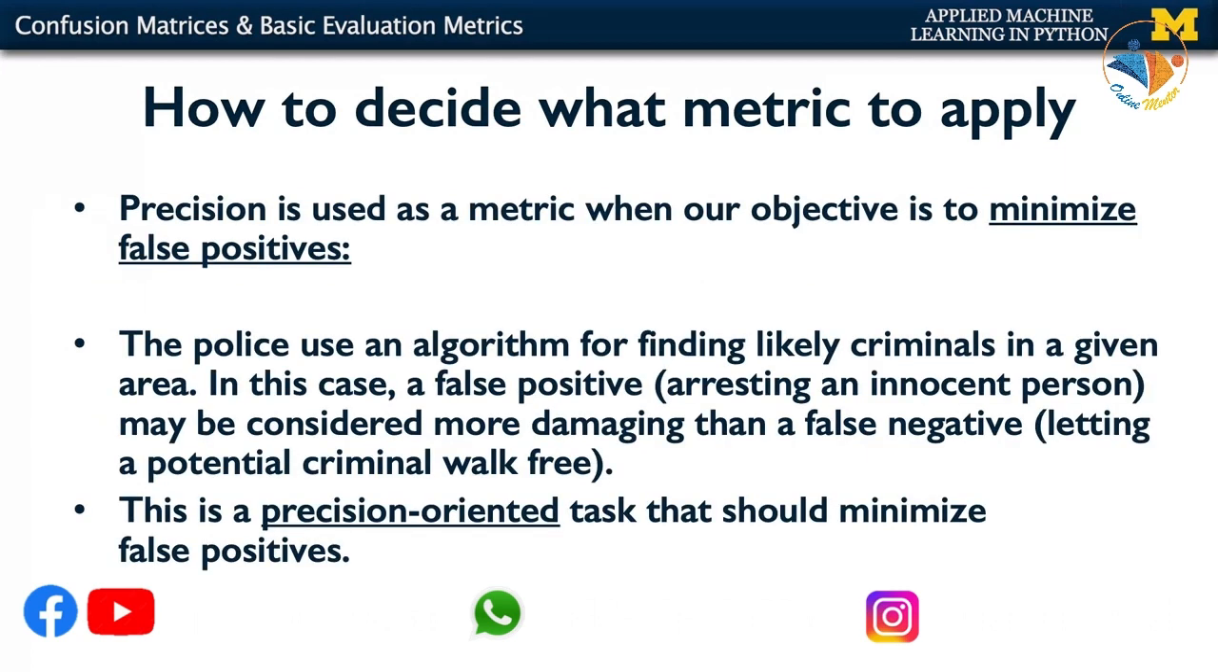One possible scenario that illustrates when it could be important to avoid too many false positives is one where law enforcement is using a video recognition algorithm for finding likely criminals in a given area. In this case, a false positive would mean arresting an innocent person, and that may be considered a lot more damaging than a false negative, which would be letting a potential criminal walk free. So this is a precision-oriented task that should minimize false positives.